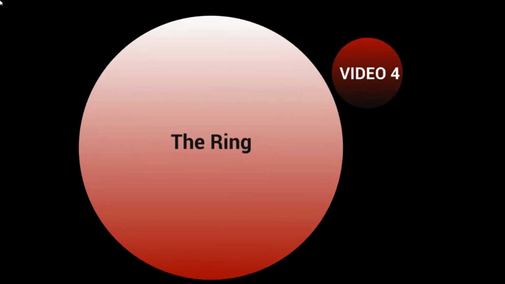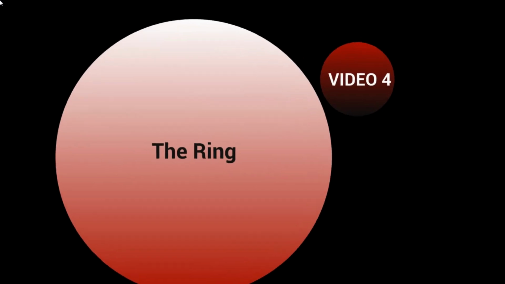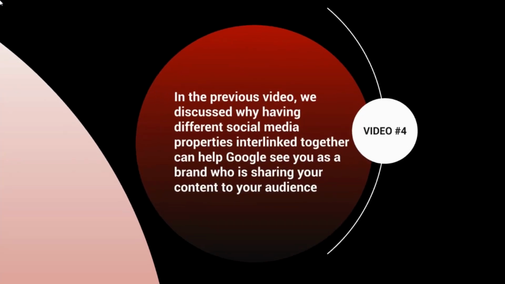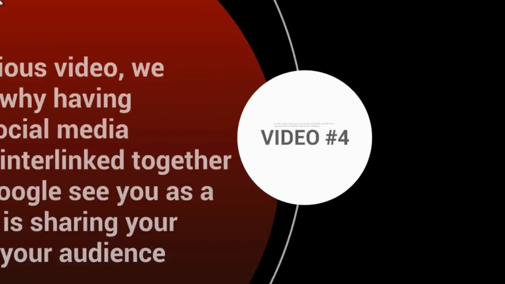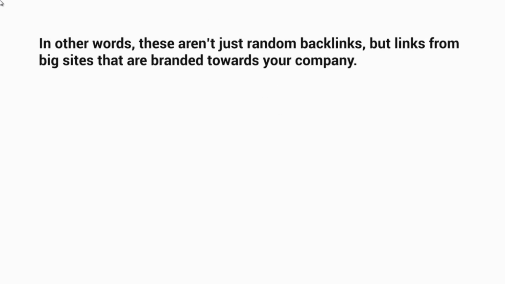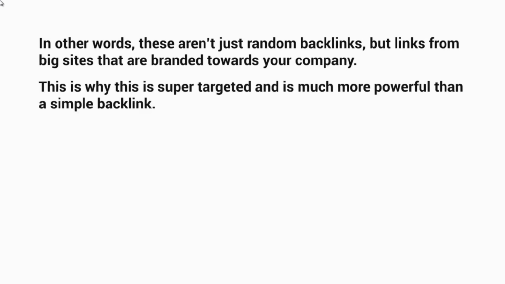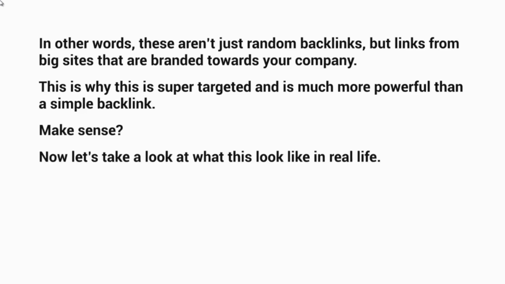And we're going to talk about the ring, which is the strategy. So in the previous video, we discussed why having different social media properties interlinked together can help Google see you as a brand who is sharing your content to your audience. In other words, these aren't just random backlinks, but links from big sites that are branded towards your company. And this is why this is super targeted and is much more powerful than a simple backlink. Make sense? So now let's take a look at what this looks like in real life.